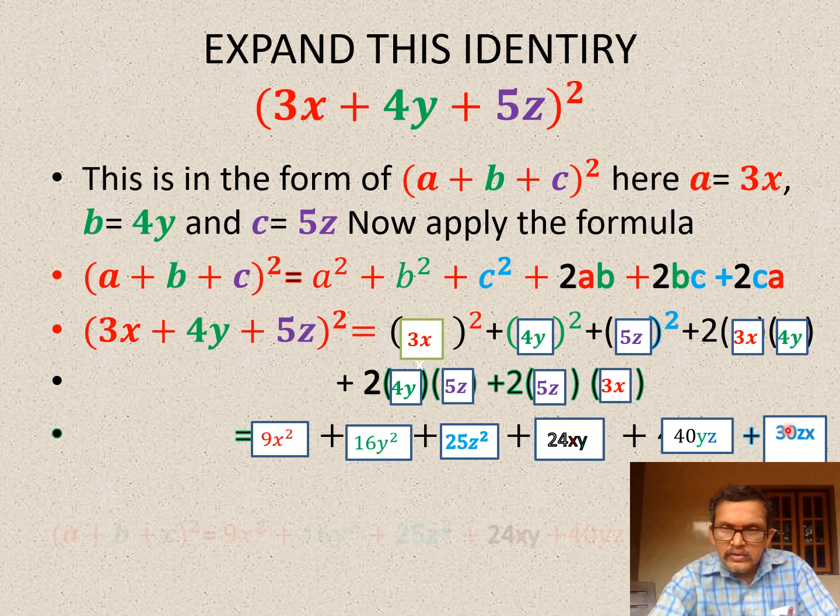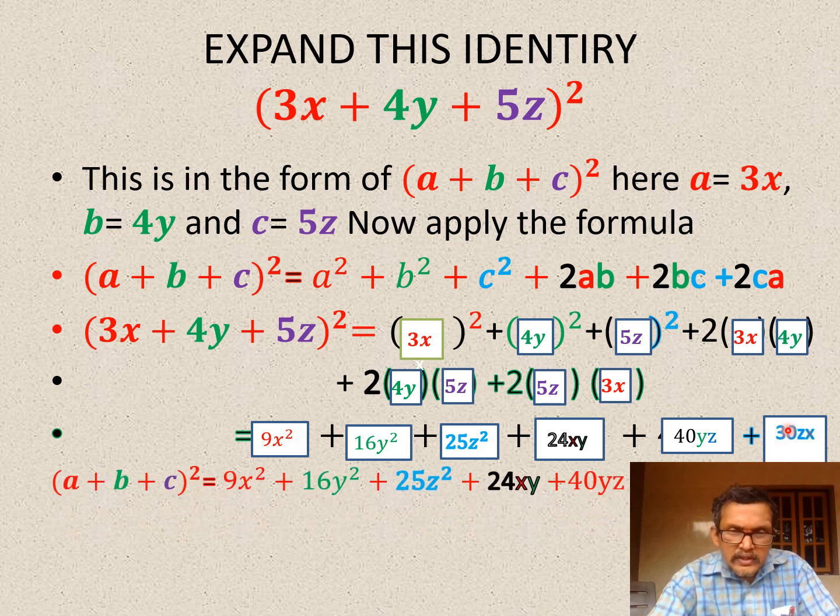So therefore, 3x plus 4y plus 5z whole squared equals 9x squared plus 16y squared plus 25z squared plus 24xy plus 40yz plus 30zx. This is not a plus b plus c whole square; this is 3x plus 4y plus 5z whole square.